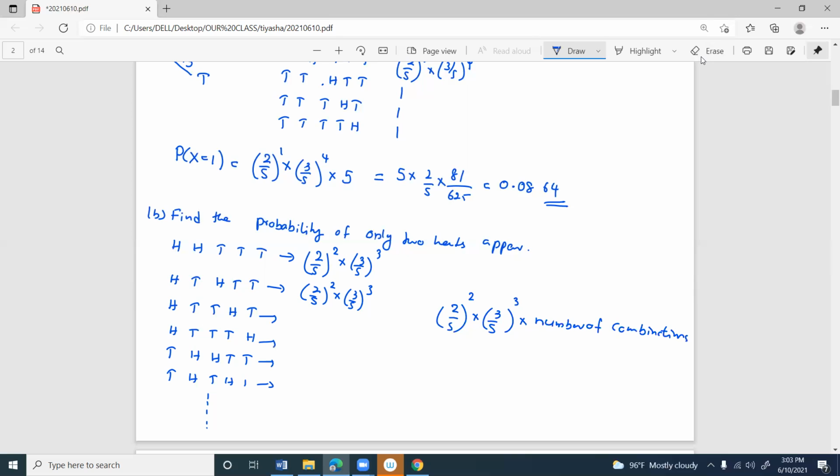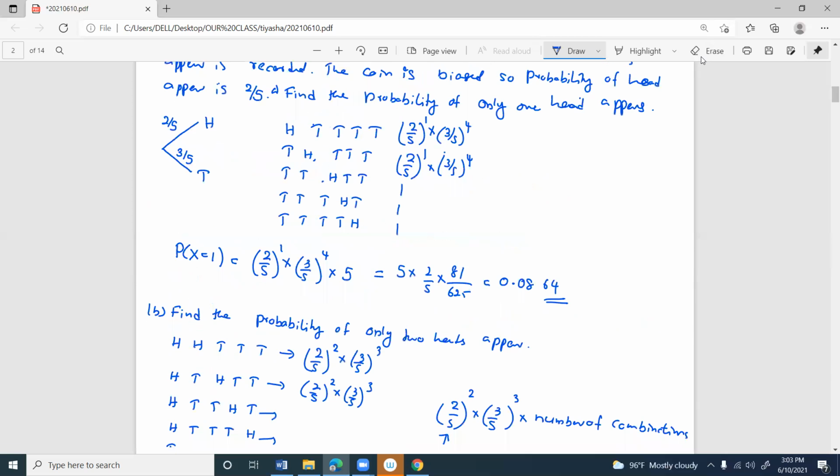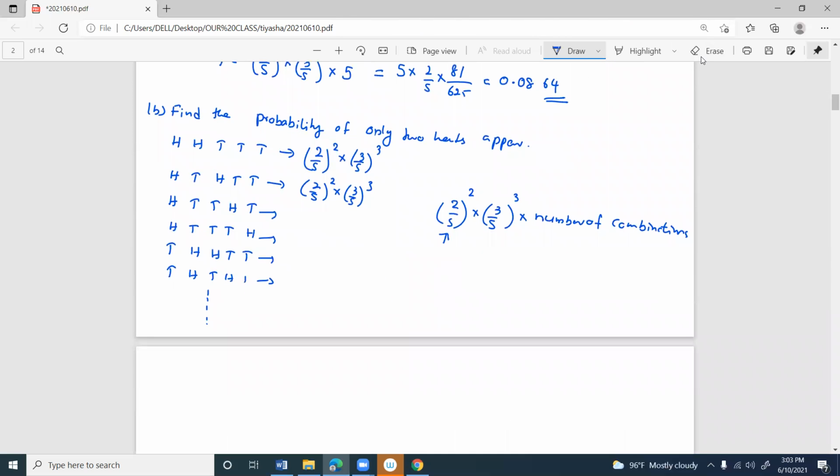So this is the expected event. You count the number of hits. So this is the probability of the expected event. Usually it is marked as P.